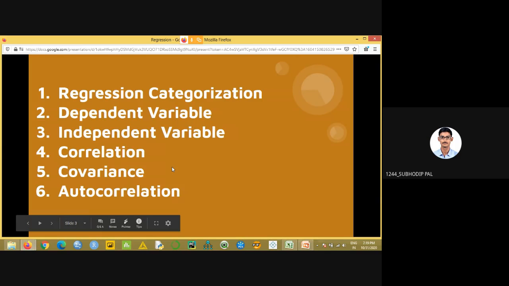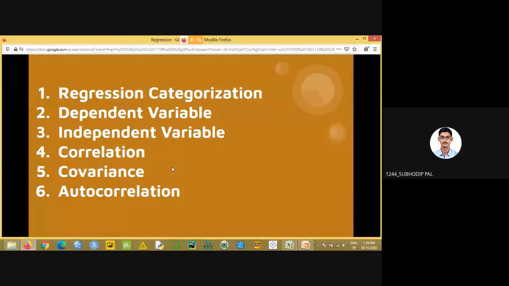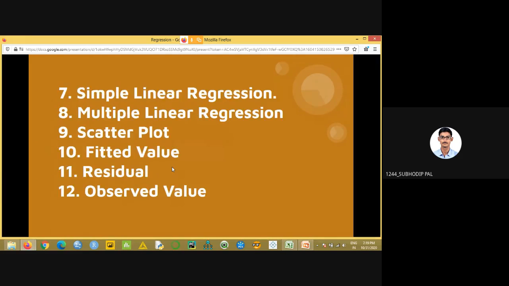I hope this example is clear to everyone. Any doubt till now? We have another 6 terminologies. Next is simple linear regression and multiple linear regression, which we have already discussed. Next is scatter plot.